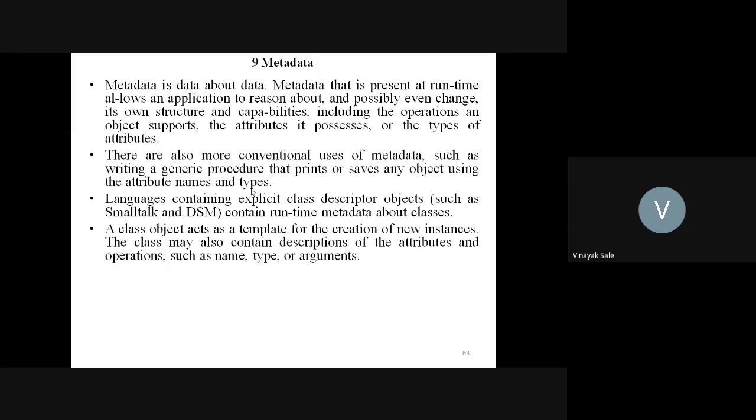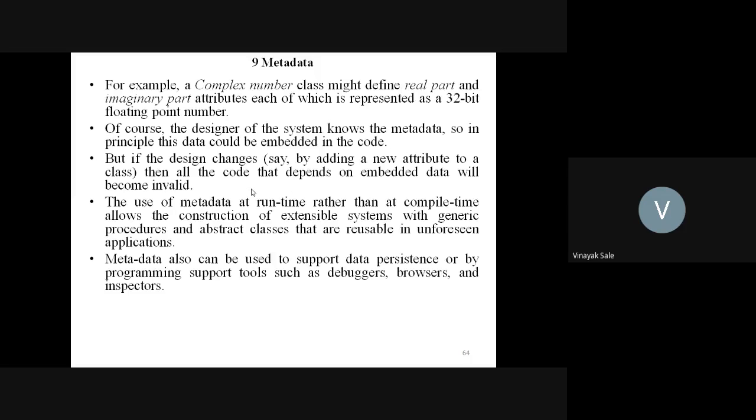The class may also contain description of the attributes and the operations such as name, type, or arguments. For example, a complex number has two parts, a real part and an imaginary part, each of which is represented by a 32-bit floating point number. Of course, a designer of the system knows the metadata, so in principle, these data could be embedded in the code.